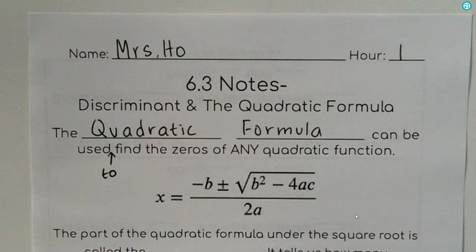All right, so it can be used to find the zeros of any quadratic function. So, doesn't matter if there is or isn't a number in front of x squared. Doesn't matter if there is or isn't a b value. You can use it any time.